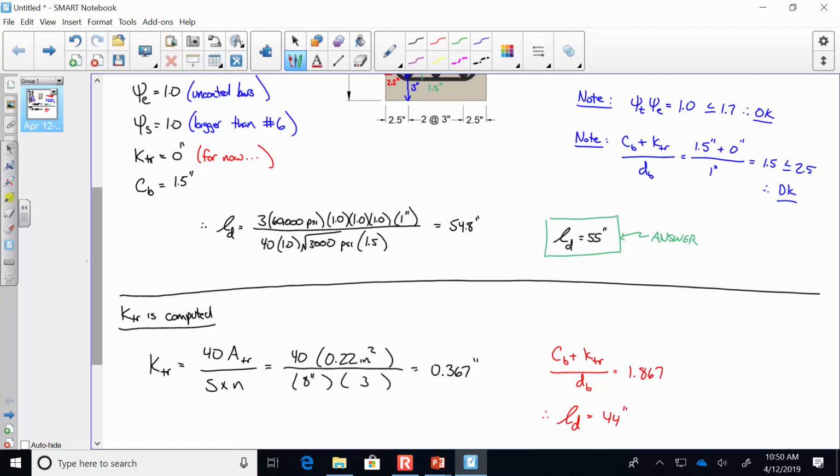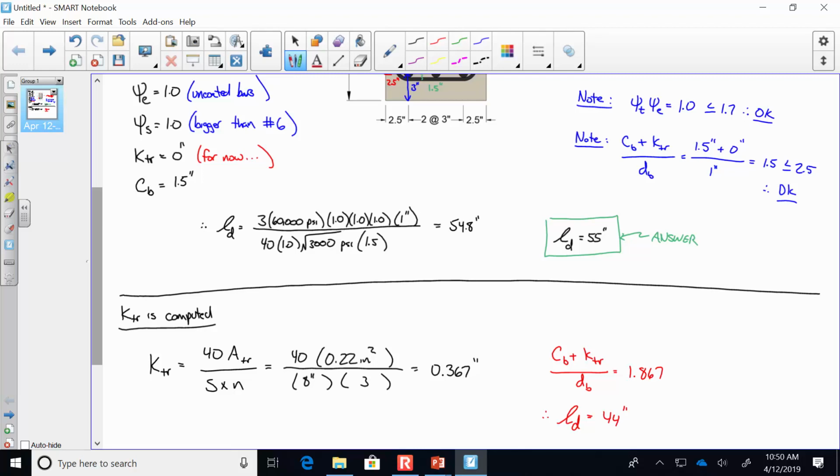Okay. So look at what happened here. This was the worst case scenario, with not considering the transverse reinforcement at all. And if all you do is just compute that KTR value, your development length drops like 20%, okay? What I'm going to go through over the next few lectures are a number of ways to take that development length and reduce it. Because ultimately, we have to figure out a way of ensuring that the adjacent element has enough room to develop that reinforcement appropriately. So that's going to be something to discuss over the next few lectures.